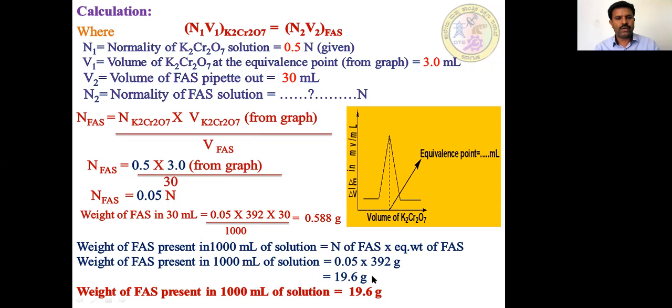In this way, we can calculate the concentration of an unknown ferrous ammonium sulfate solution, as well as the weight of ferrous ammonium sulfate present in the volume taken, as well as how much is present if 1000 ml of solution is considered. So finally, the weight of ferrous ammonium sulfate present in 1000 ml of solution is 19.6 grams. In this way, we can calculate the concentration as well as the weight of ferrous ammonium sulfate by potentiometry.